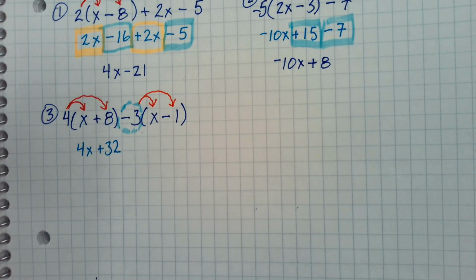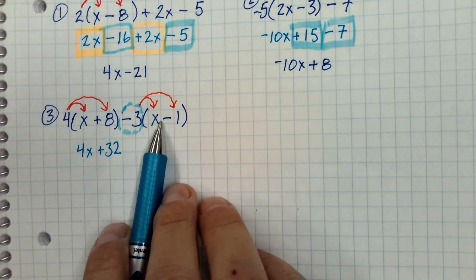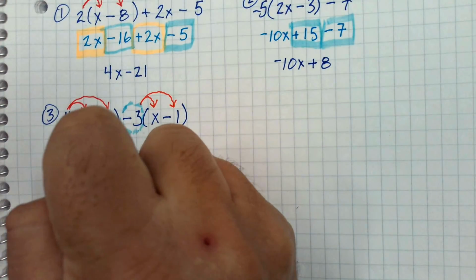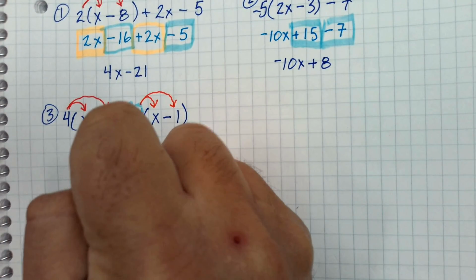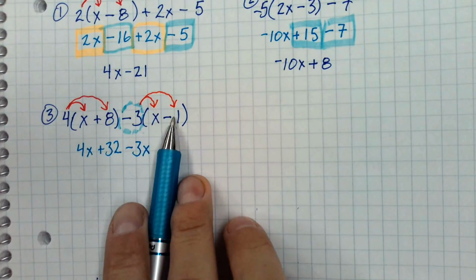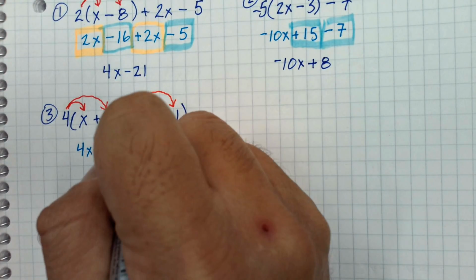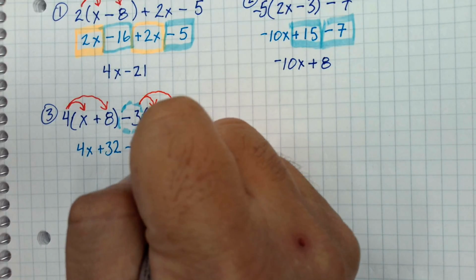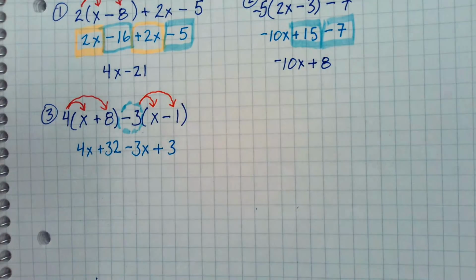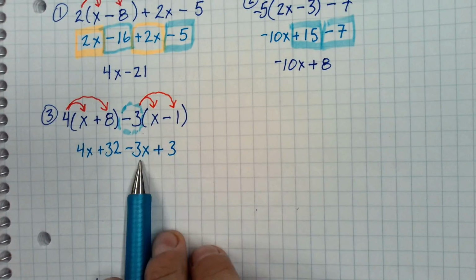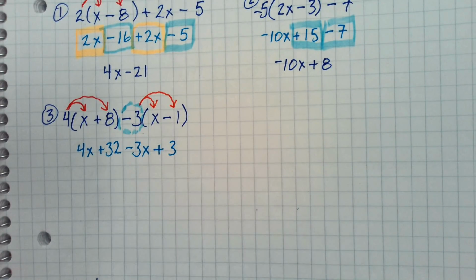So let's do that. Let's multiply by negative 3 there. So negative 3 times x becomes negative 3x. And negative 3 times negative 1 is plus 3. So you're just multiplying, right? Negative 3 times x, negative 3x. And we still have to combine.